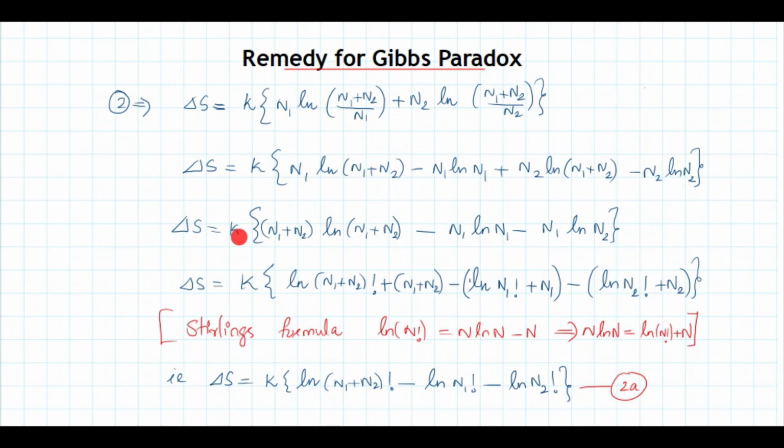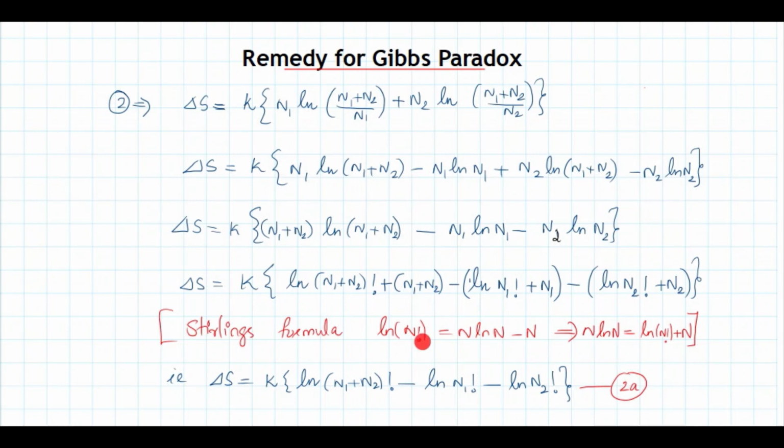This is nothing but k [n1 log(n1 + n2) + n2 log(n1 + n2) - n1 log n1 - n2 log n2]. Log(n1 + n2) is common, so the remaining is (n1 + n2) log(n1 + n2) - n1 log n1 - n2 log n2. Now delta S is equal to k into this term. I can write it using log (n1 + n2) factorial, because we already have Stirling's formula: log n factorial is n log n minus n.